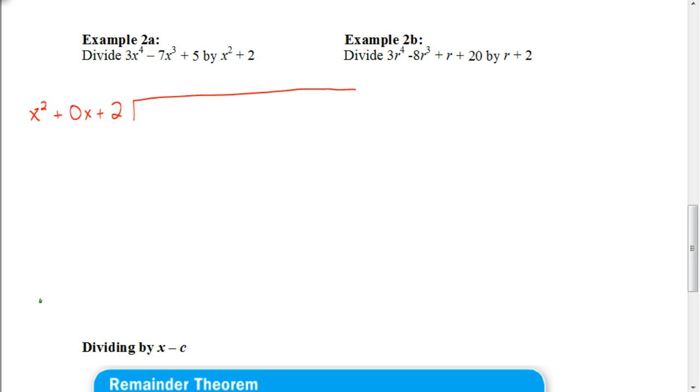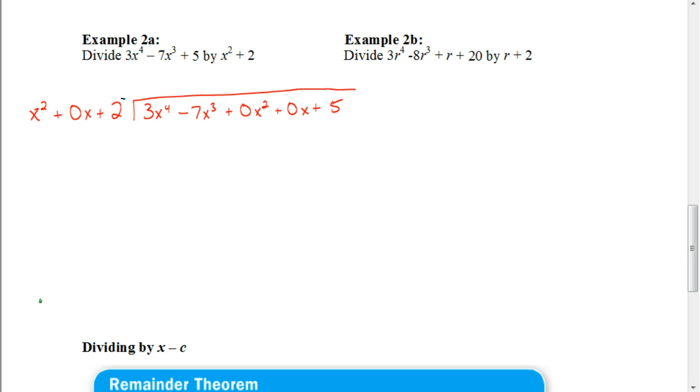Now, what's going to go inside this box, my dividend, is going to end up being, again, we have to fill in some missing pieces. We have 4, 3, and none. We're missing our 2 and 1, so we have to represent those with 0x squared and 0x. So we start out with 3x to the 4th minus 7x cubed plus 0x squared plus 0x plus 5. So again, we should be able to count these down. 4, 3, 2, 1, none. I know that everything is represented here, so I'm good to go.